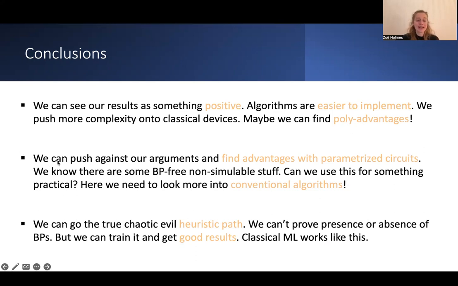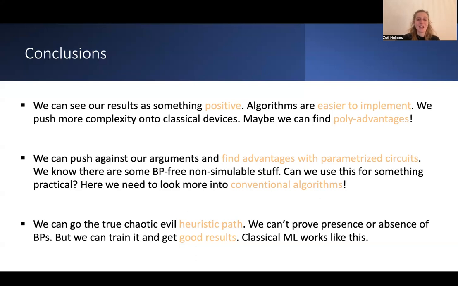We can also push back against our argument. We know that we've got the Shor counterexample, and maybe there's some more fault-tolerant algorithm-inspired type ansatzes that we can also prove exponential advantages for in hybrid variational quantum computing, but in a more interesting setting. For this, I think we need to try and draw more inspiration from conventional fault-tolerant algorithms.